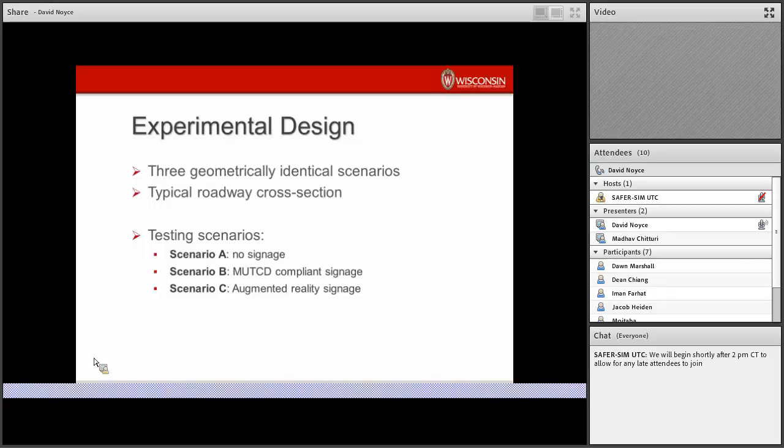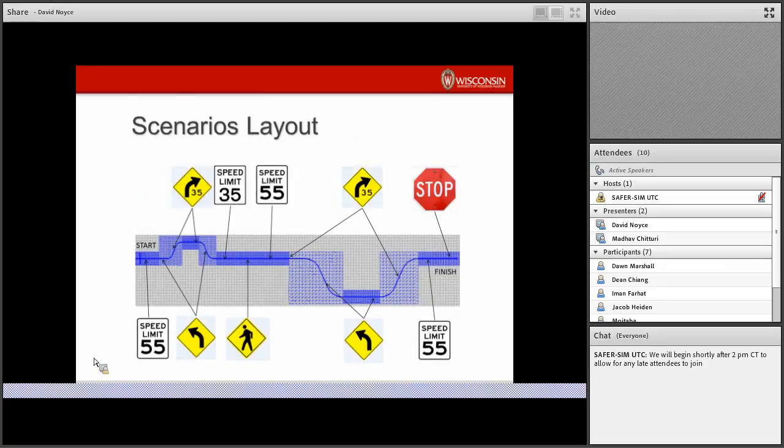And by comparing and exploring how drivers operated in each one of these scenarios would give us, at least in terms of our hypothesis, some idea how effective this augmented reality signage might be. So again, all three of these were presented in a geometrically identical scenario. Now, to make it more visually easy to see here, we boiled it down to this linear-based diagram, even though there was a looping environment here in the simulator.